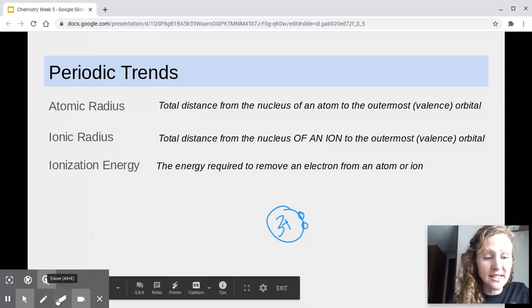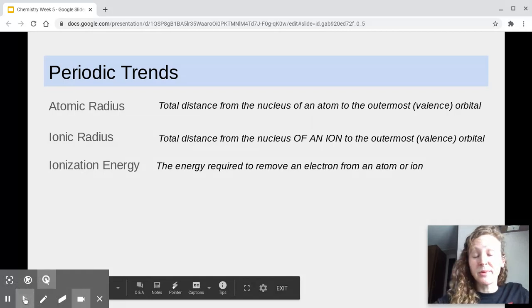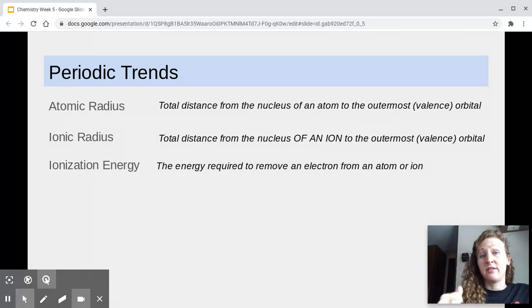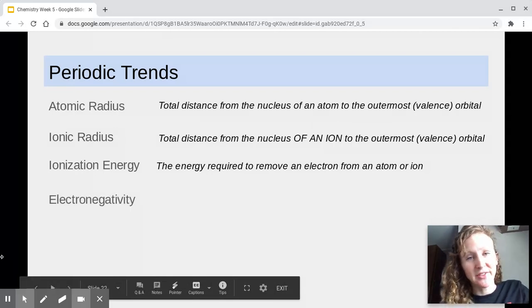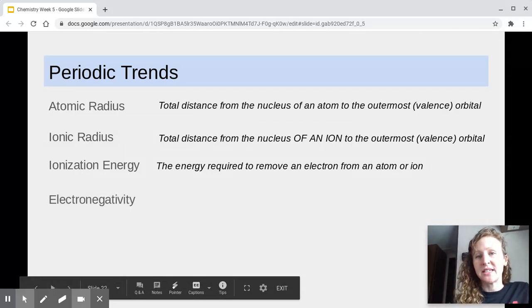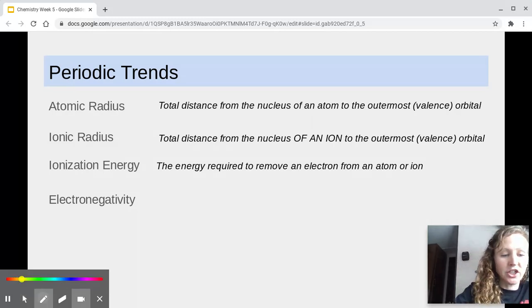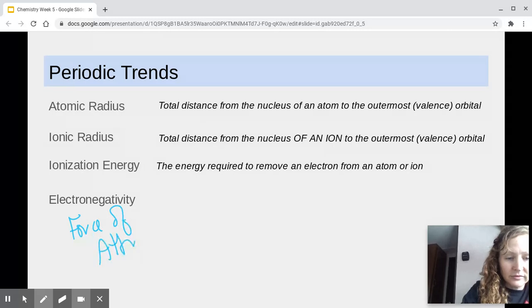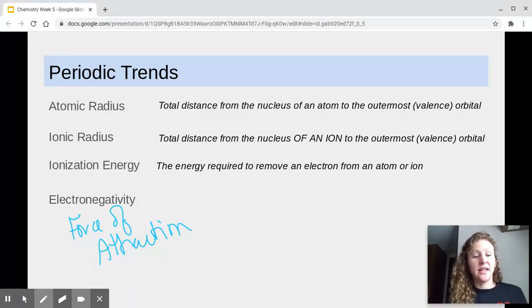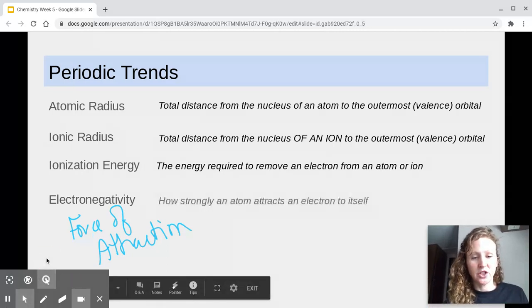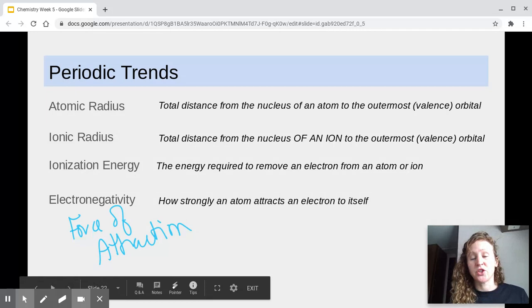Okay, and then our last periodic trend is probably the one that we carry the farthest and put to use the most throughout this class of chemistry, and that is electronegativity. So electronegativity is the force of attraction between the nucleus and its electrons. Let me give you the actual definition: how strongly an atom attracts an electron to itself.